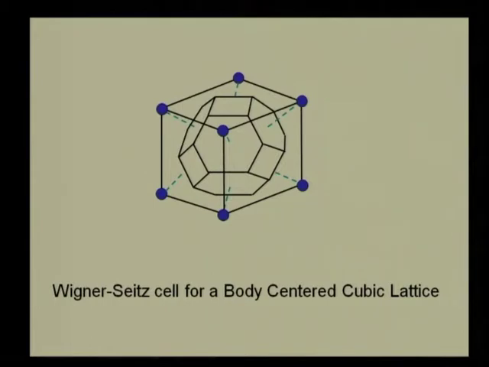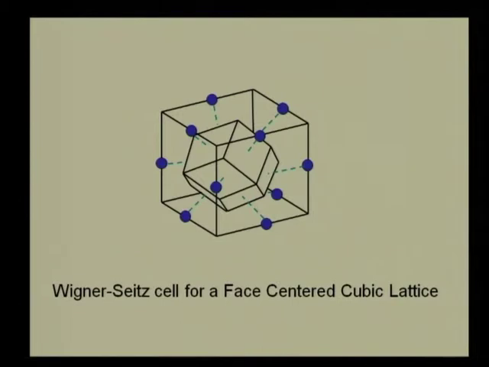We will now look at the Wigner-Seitz cell for a face centered cubic lattice. Again, it is just a lattice, so we are not really specifying whether this is in real space or reciprocal space. We will assume it is in real space.